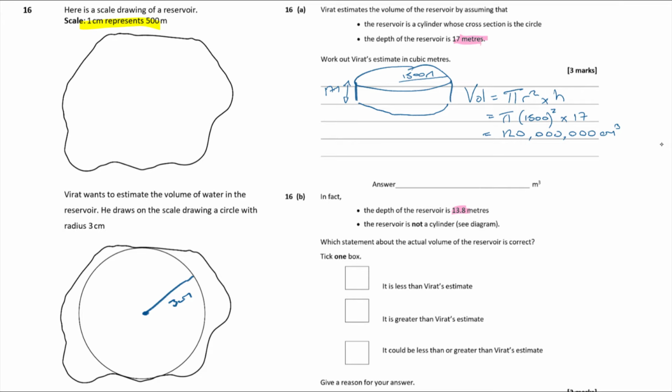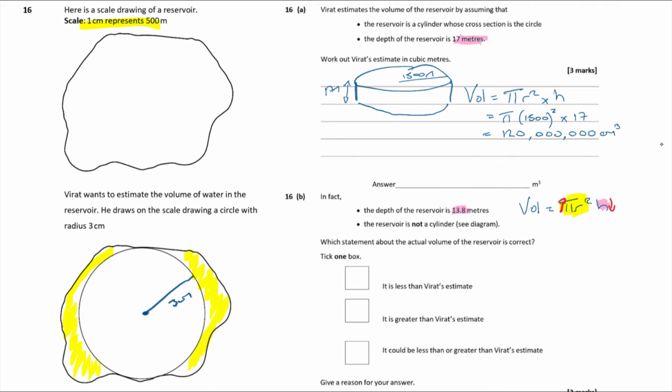If I'm working on volume is equal to pi r squared h, then what we've done here is reduce the value of that height, haven't we? It's gone from 17 to 13.8. So that would put a downward pressure on the actual volume of water in this reservoir. It's going to be less than the estimate. However, you can see here that the actual cross section of this reservoir is a lot bigger than the circle that we measured. So this bit is actually less, but this bit, the circle, is actually more.